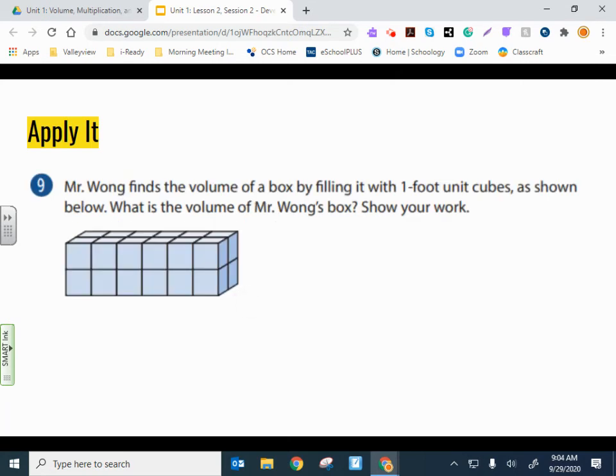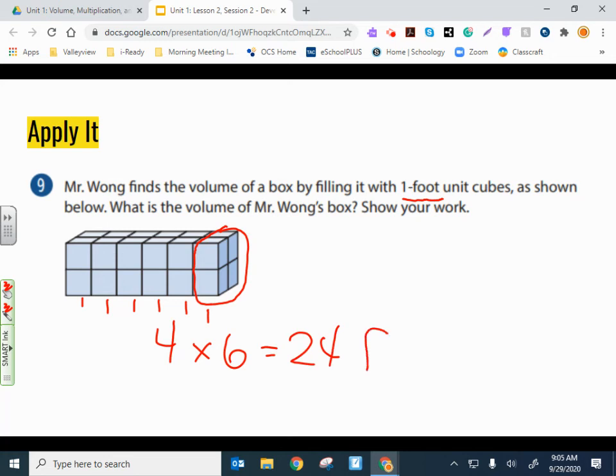Next question. Mr. Wong finds the volume of a box by filling it with 1 foot unit cubes, shown below. I would underline that to remind me to put that in my answer. What's the volume of Mr. Wong's box? Show your work. I'm going to look here and see that this slice has 4 per slice. And then there's 1, 2, 3, 4, 5, 6 slices. So 4 times 6, and that gives me 24. And this is feet, so these are cubic feet. Remember, we get the phrase cubic whatever for volume because we're literally using cubes. Easy to remember.